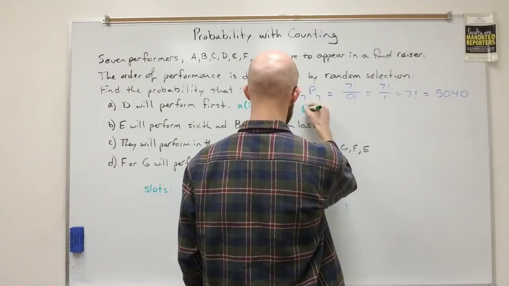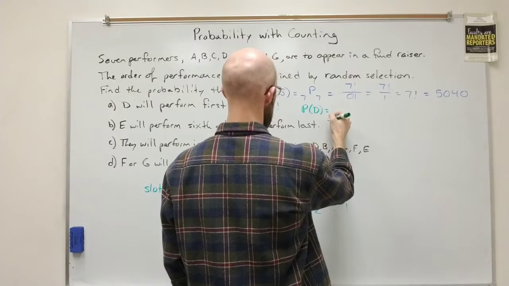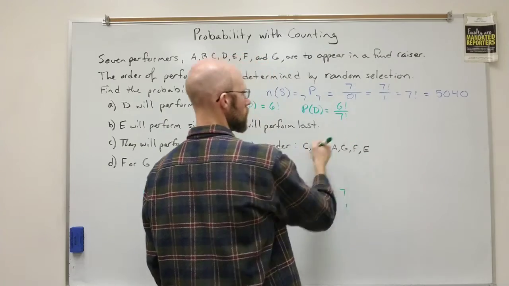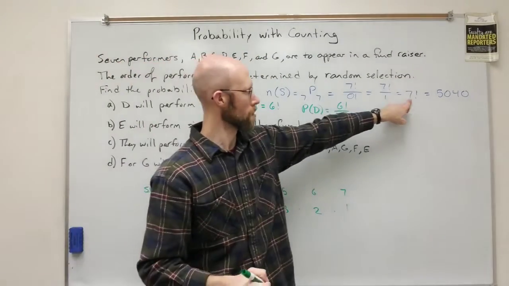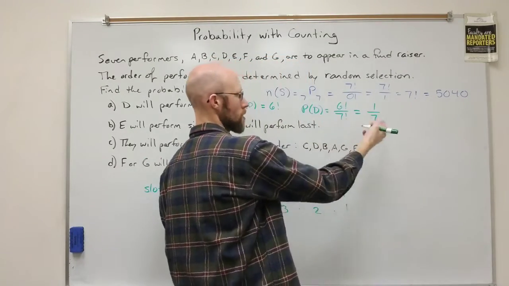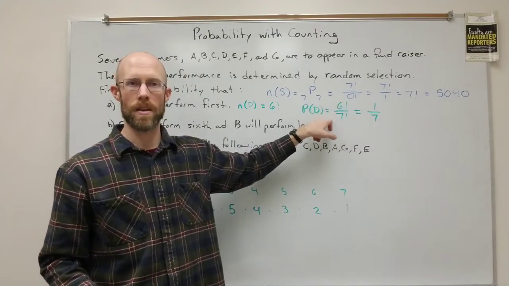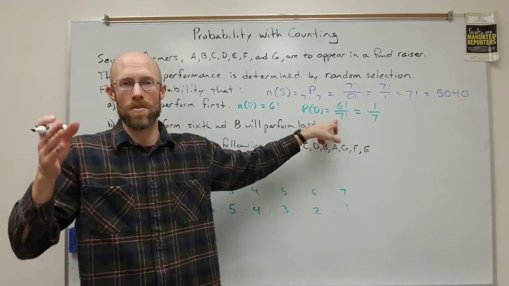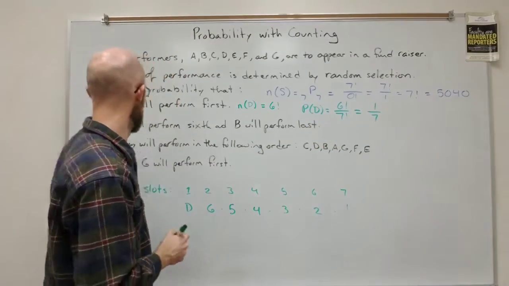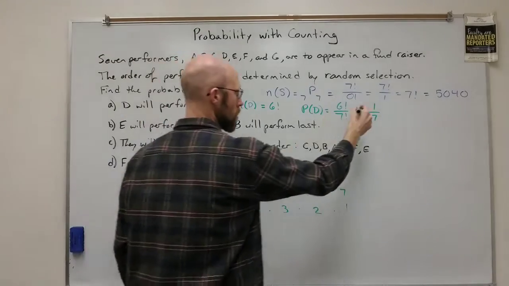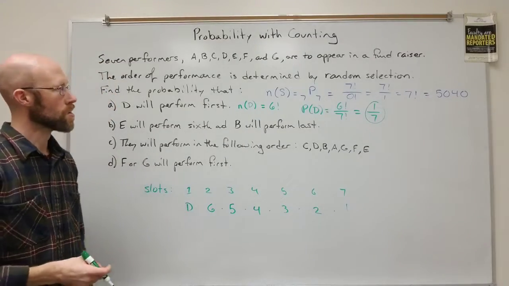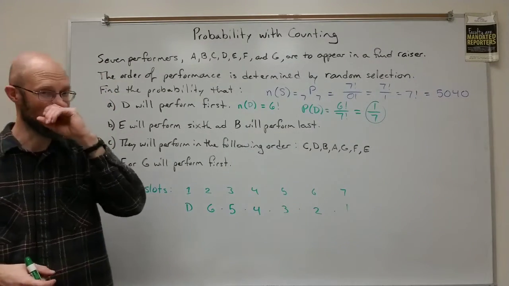So the probability of D is equal to 6 factorial over 7 factorial, right? It's this number over this number. And that ratio is, of course, 1 over 7, right? The 6 factorial on top will cancel with 6 factorial on the bottom. You have 7 times 6 factorial, and then the 6 factorials cancel. So it's 1/7. So that's the answer for part A, 1/7. It's a 1/7 probability, or 1 in 7 chance that D will perform first.